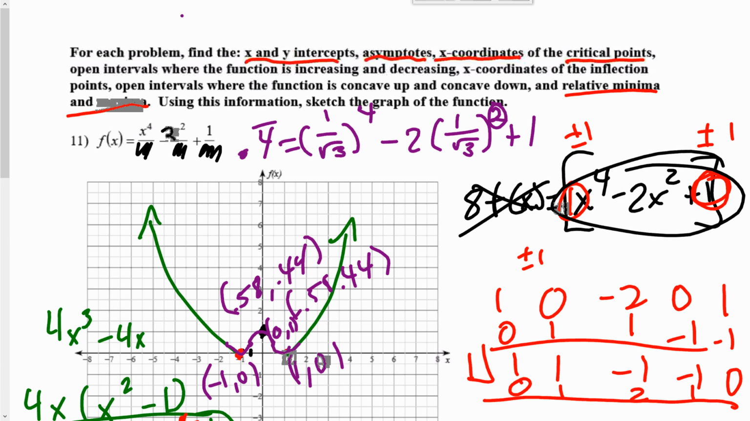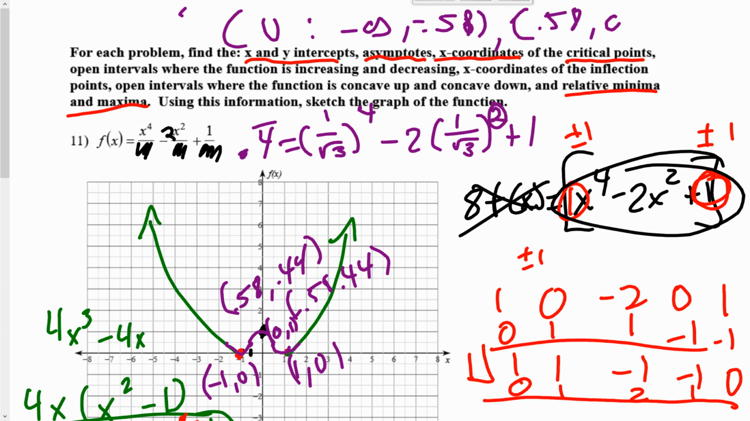So you can say if you want, concave up from negative infinity up until negative 0.58. And then I'm also concave up from positive 0.58 to positive infinity. And then I'm concave down from negative 0.58 to 0.58. Okay, and so there you go. There's how you graph a polynomial function. Hopefully you like that and that made sense to you.